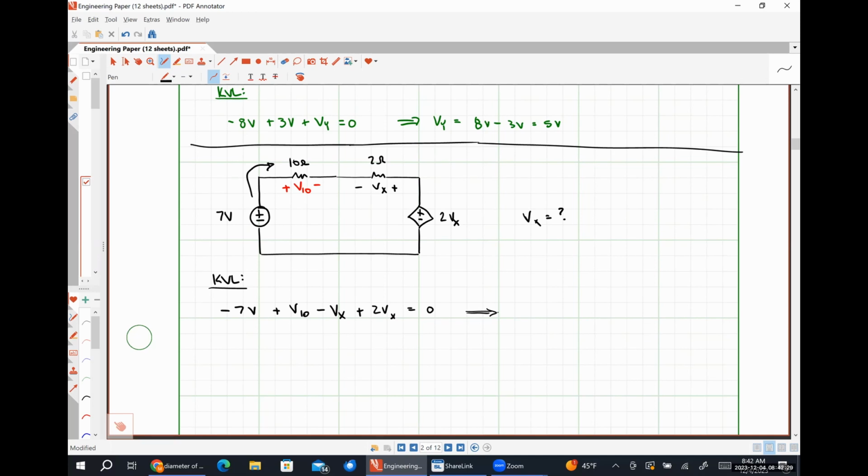So I'm going to call this V10 plus Vx is equal to 7 volts. And if my algebra is wrong, please correct me because I have a tendency to screw up simple algebra. Anybody have beef with this simplification?